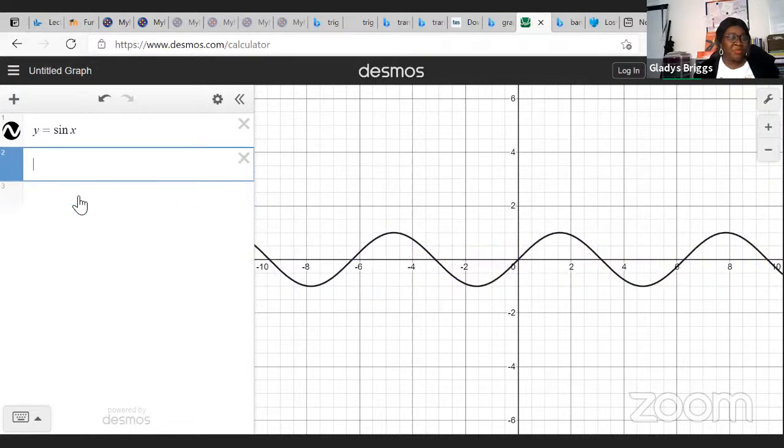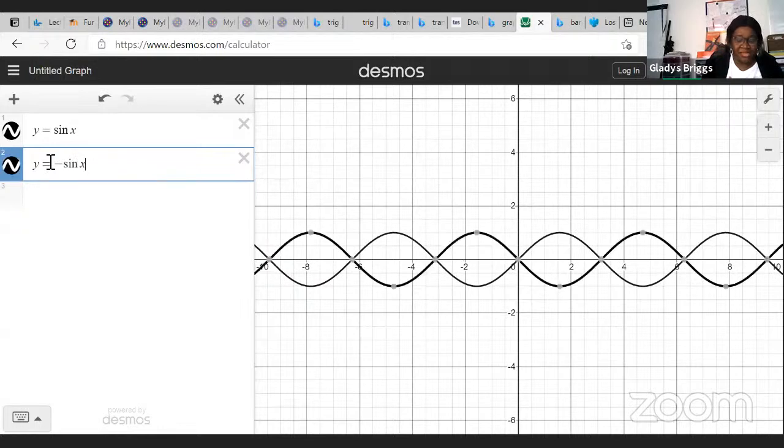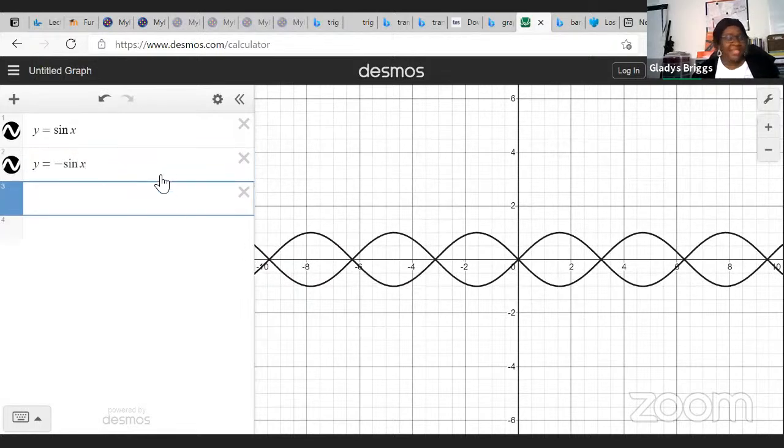Right, let me take this one off, and I'm going to draw y is equal to negative sine x. That is just a reflection of the other one. Yeah, so it's just the same thing going front and back. Another thing that I want us to have a look at is y is equal to, let me check my PowerPoint.